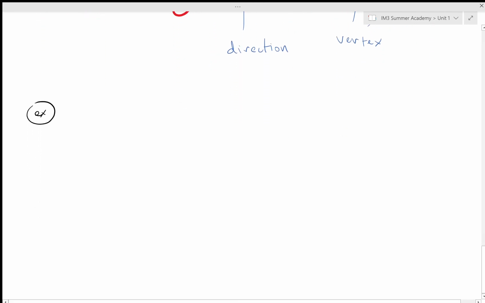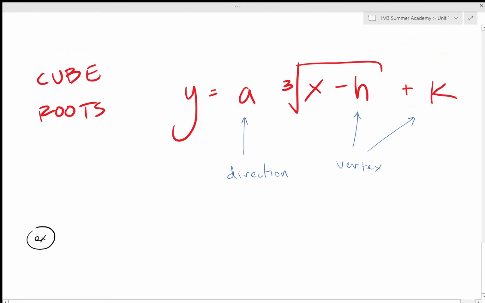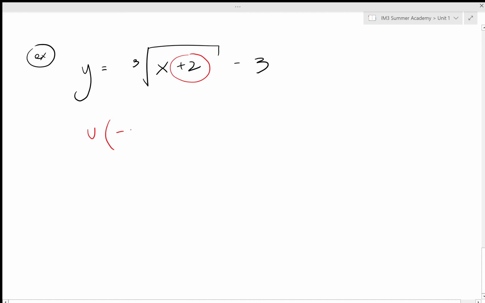So if I look at these ones, the setup looks very similar, but now the notation with that cube number in front is going to change the shape a little bit. So for example, if they told us to graph y equals the cube root of x plus 2, minus 3. Okay, let's grab the vertex. Opposite of this, negative 2. Keep the k, negative 3.